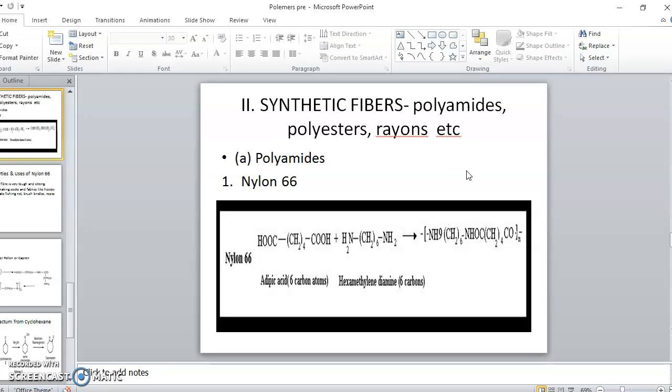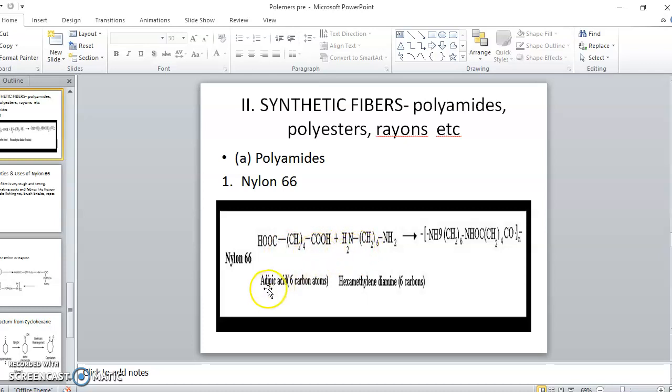So those polymers in which you have the amide linkage many times, because you have that unit many times, they are called polyamides. A very good example for a polyamide is nylon 6,6. What is nylon 6,6? You have two monomers for the formation of nylon 6,6.